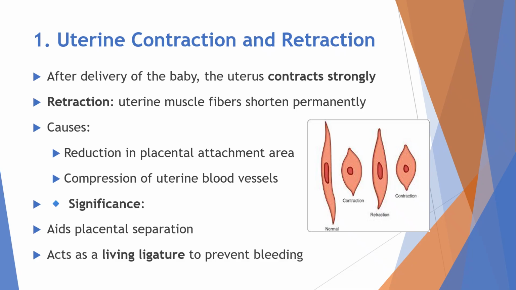Due to contraction and retraction, the area where the placenta was attached to the uterine wall becomes smaller. This helps the placenta to separate easily from the uterus. At the same time, these strong uterine contractions compress the blood vessels at the placental site. This compression is very important because it reduces blood flow and prevents excessive bleeding. This action of the uterus is often described as a living ligature, meaning it naturally ties off the blood vessels. Overall, uterine contraction and retraction play a key role in placental separation and in preventing postpartum hemorrhage.